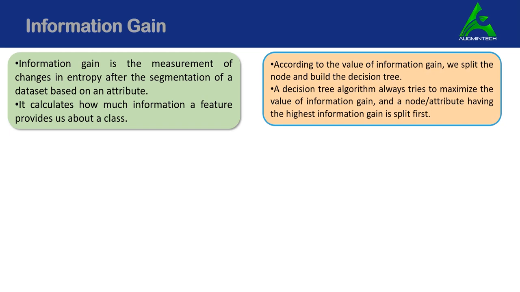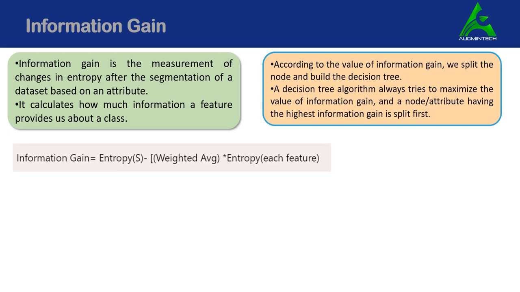Now here the decision tree algorithm tries to maximize the value of information gain, and a node or attribute having the highest information gain is the one which is split first. So information gain can be calculated as entropy of S minus the weighted average times the entropy of each feature.